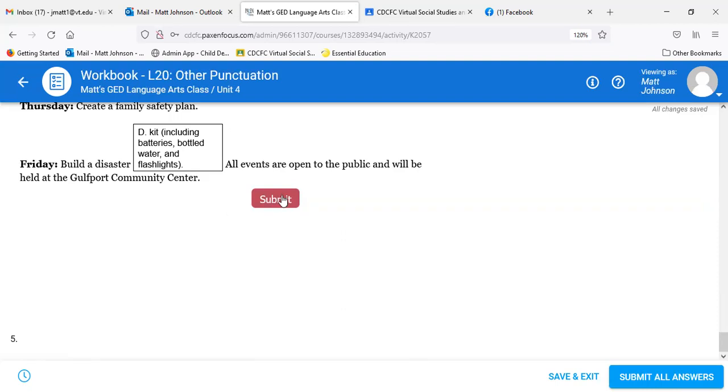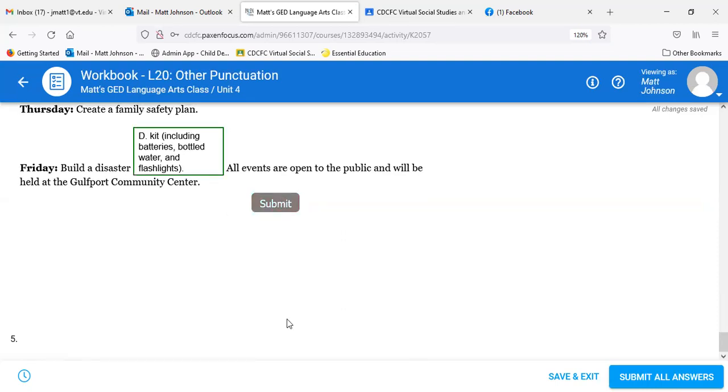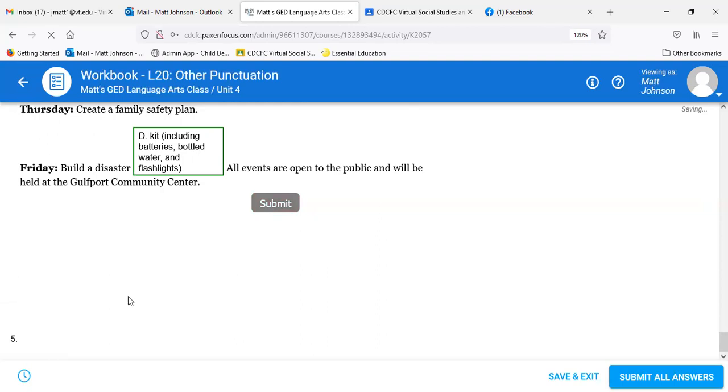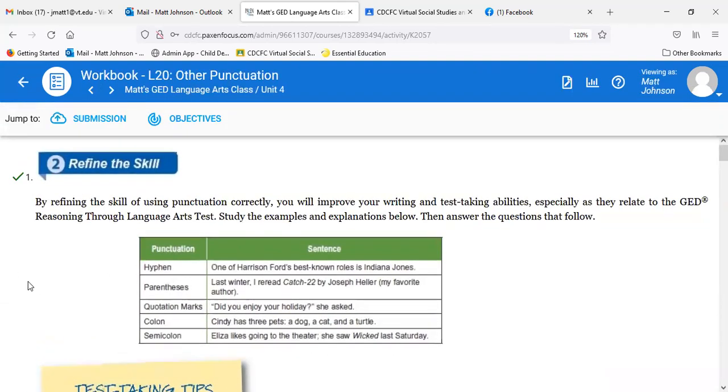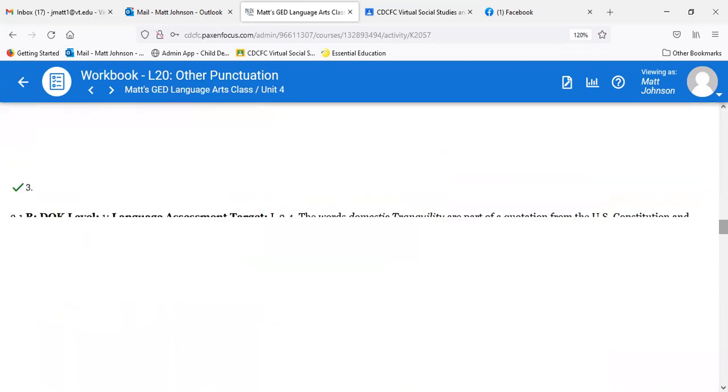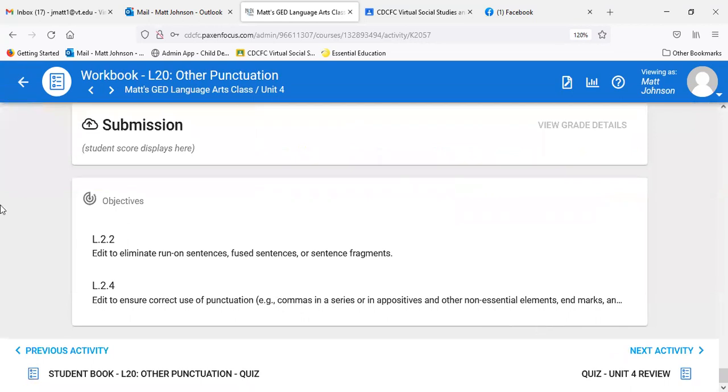All events are open to the public and will be held at the Gulfport Community Center. Okay. And that, my friends, was the last lesson for language arts. Any follow-up I need to do there? Everybody get all their questions, all the answers, I should say. Good. Okay.